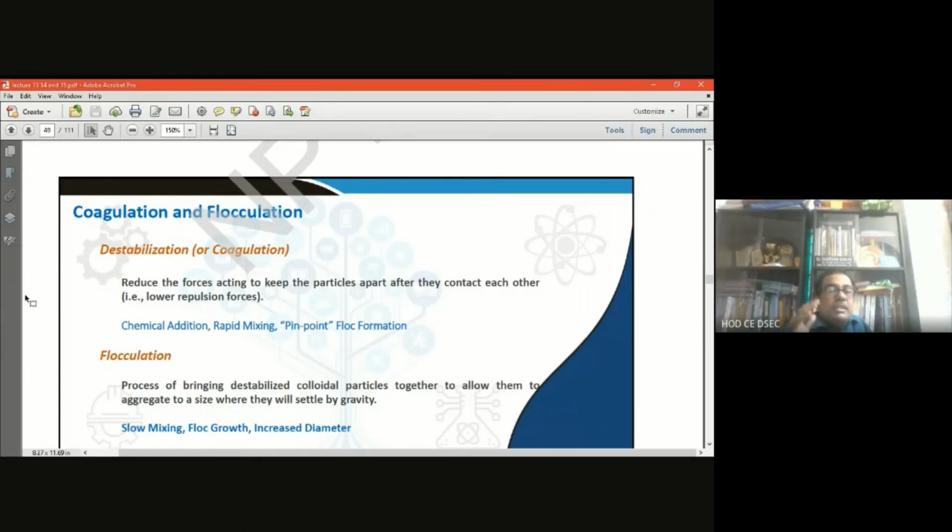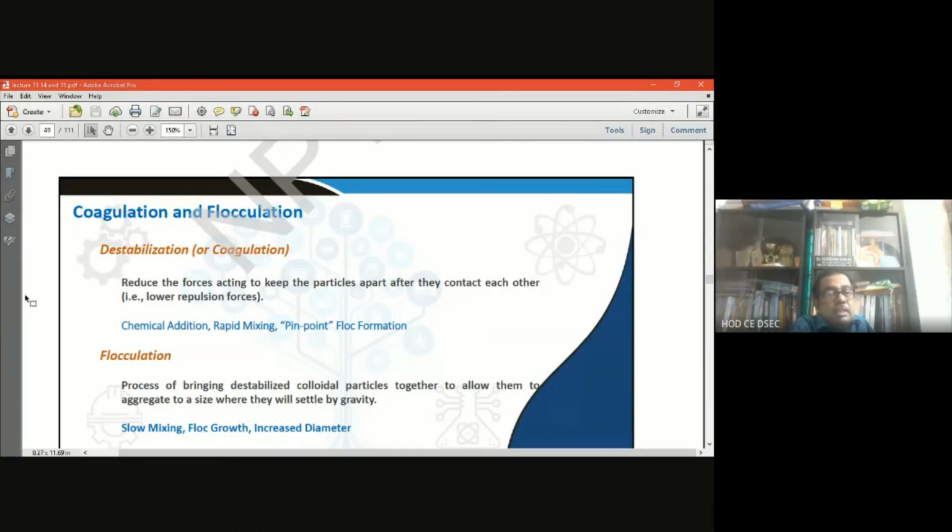So coagulation is nothing but the rapid mixing, which is the destabilization, because it reduces the forces acting to keep the particles apart after they contact each other. Now, how is it done? It is done by rapid mixing and with chemical addition.